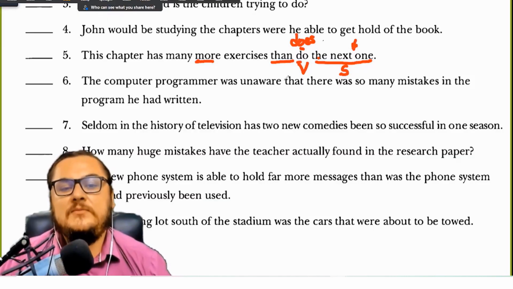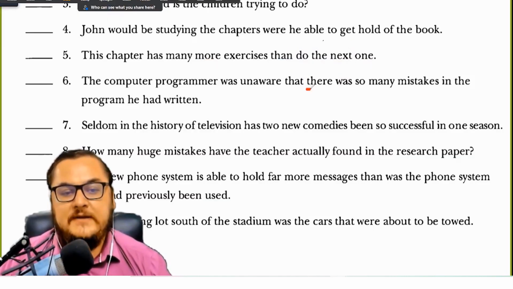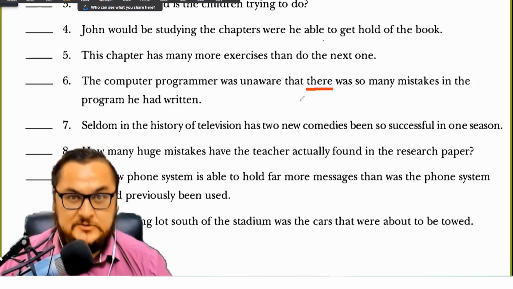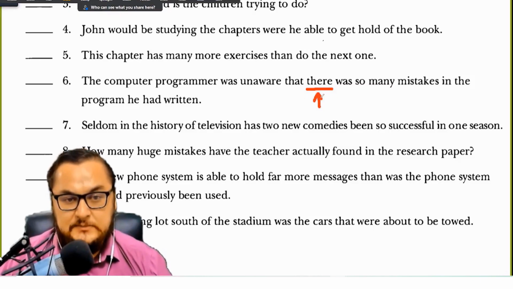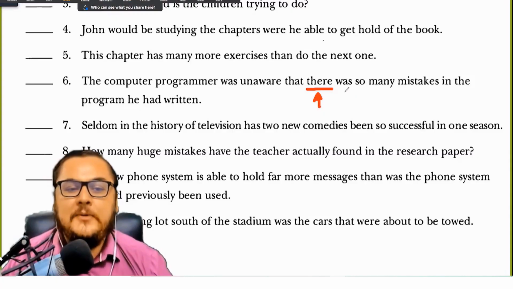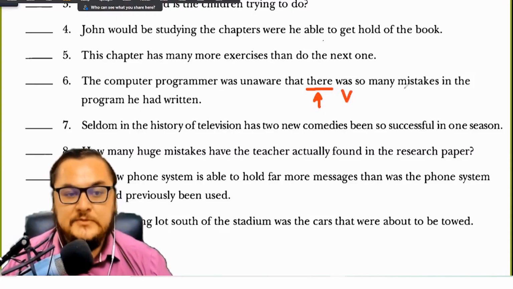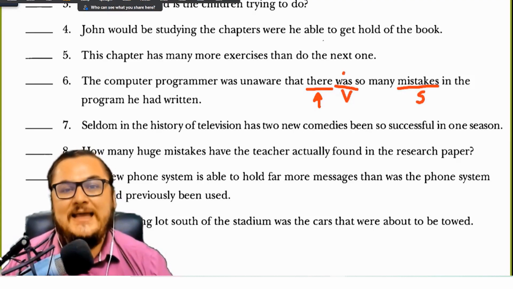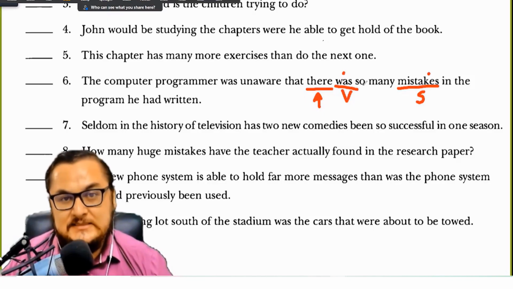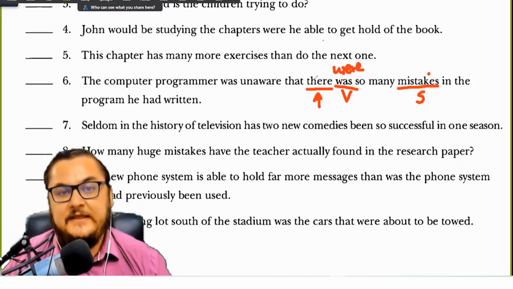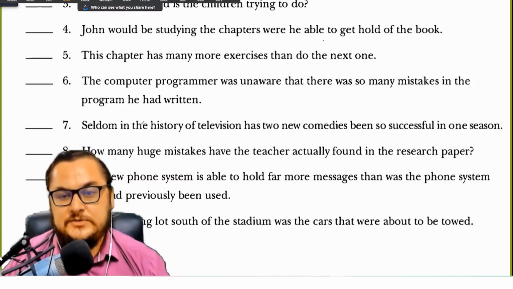In number 6, we find that we have the word there, and the word there is an expression of place. In general terms, with the word there, I'm going to need a verb and then a subject. This would be the verb of the sentence. It is singular, and the word mistakes is plural. That makes me understand that it is incorrect, because it should be "there were" for it to be correct. Then we move on to number 7, and we realize that the word seldom is a word.